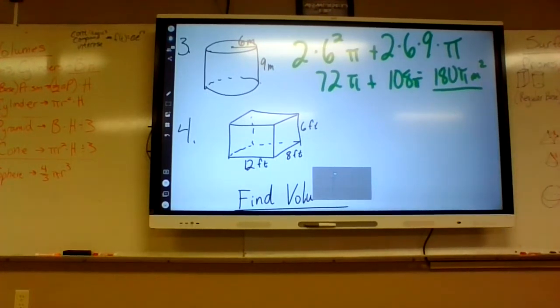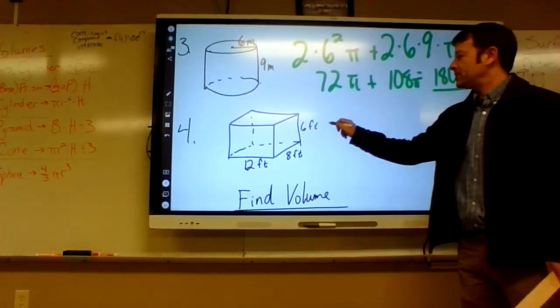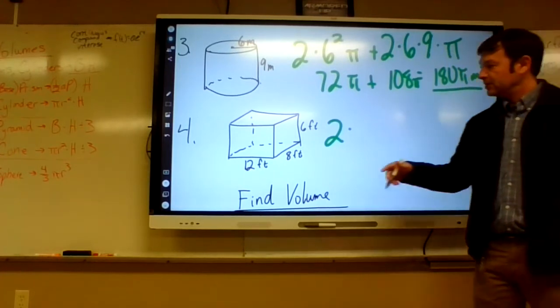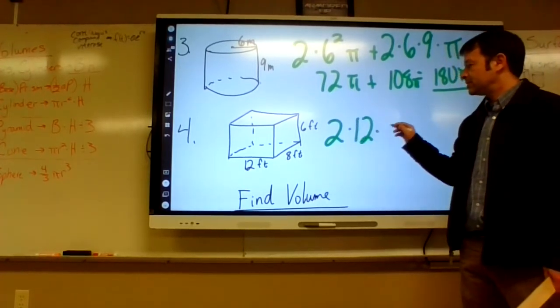Shape called? Prism? Rectangular prism. It's not a cube. Okay, so it says 2b. What does 2b mean? 2 times base. 2 times the base area, because there's 2 bases. Plus perimeter times height. So how would I find the base area? 12 times 8. It's just a rectangle.